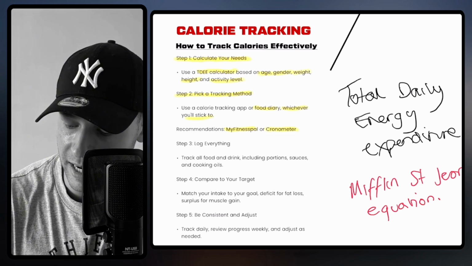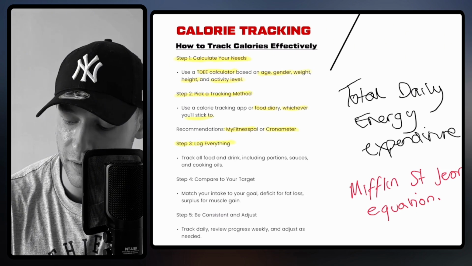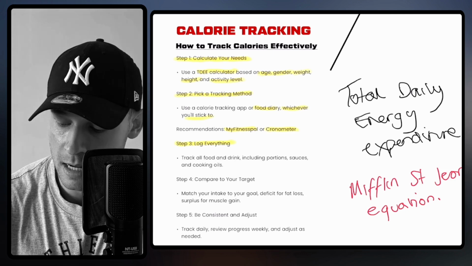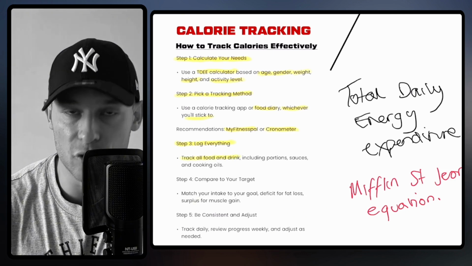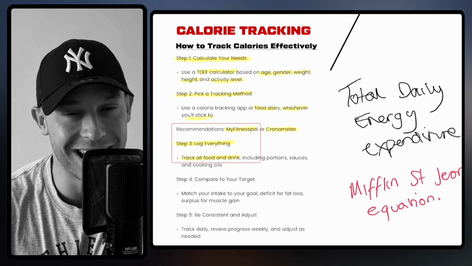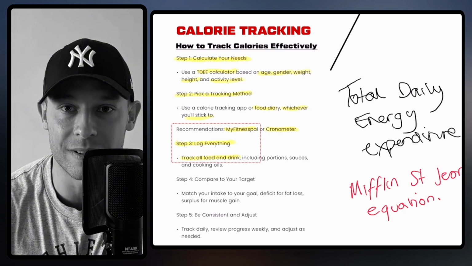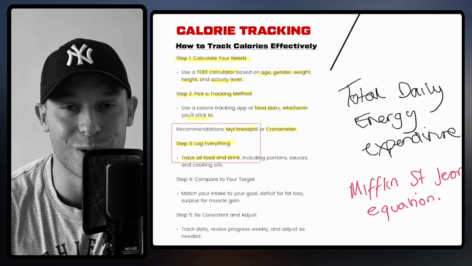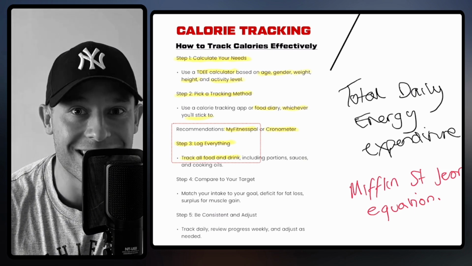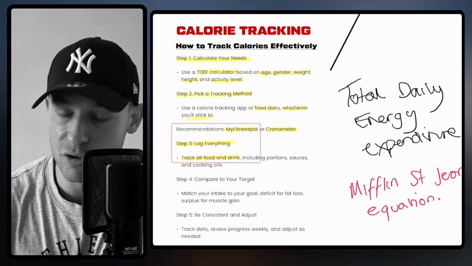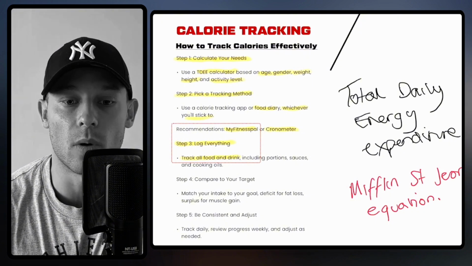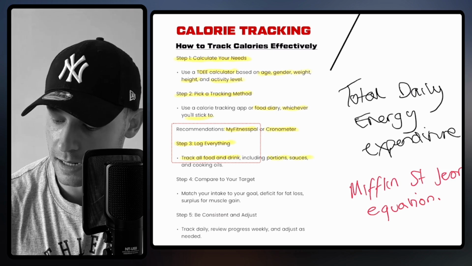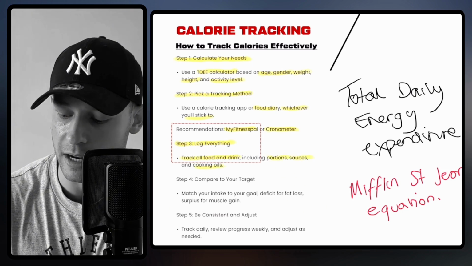Now, step number 3, we need to log everything. So for the next 7 to 14 days, I want you to track all of the food and drink that you consume. And yes, the weekends do count. From Monday to Friday if you've been strict, and then the weekends you go to your favorite restaurant, you go to your favorite cafe, that still counts. So you need to track all of the food and drink that you are consuming, and that does also include portion sizes, sauces, and cooking oils.